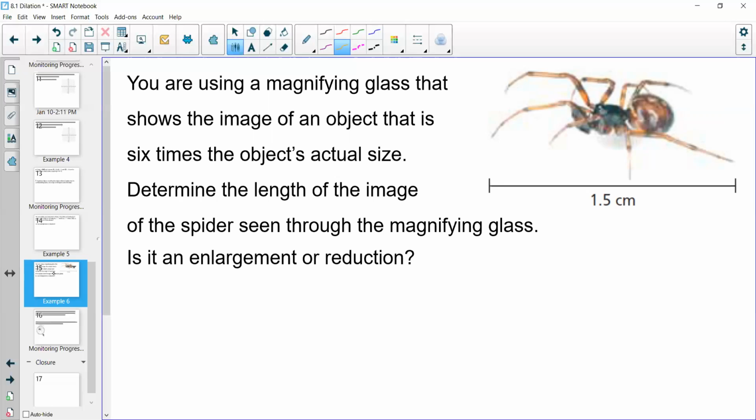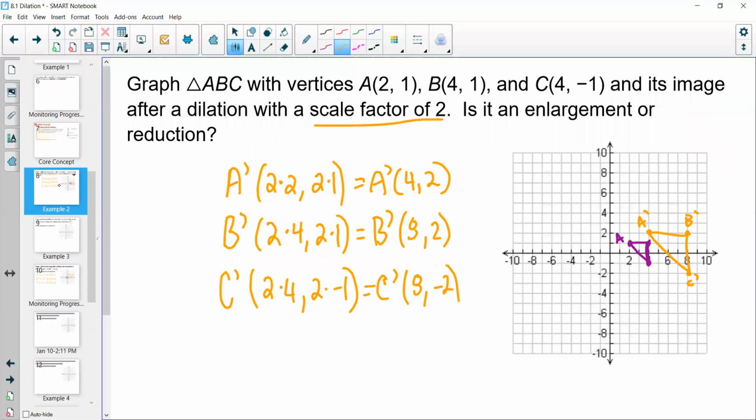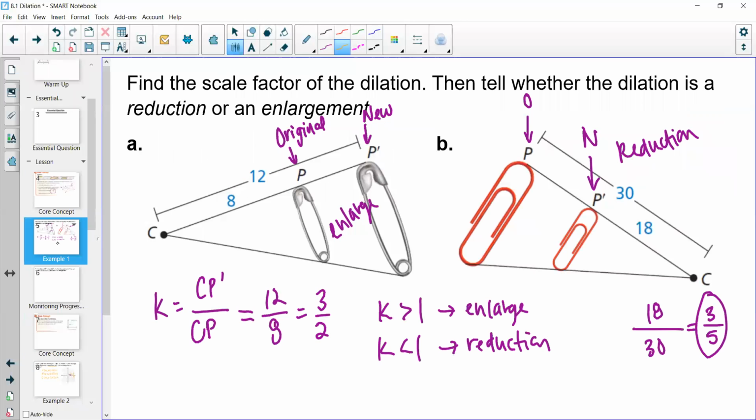So that is how you can use dilation of a figure, whether it's in a coordinate grid like we saw here, or it is just analyzing the difference of shape. We can find that scale factor by taking that center point and looking at the difference in the lengths, and then use it to determine that scale factor. How much did it change by? Or if we're given the scale factor, we can use that to determine how it affects it.